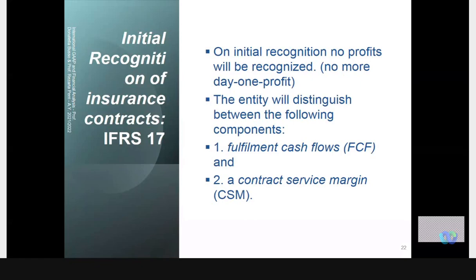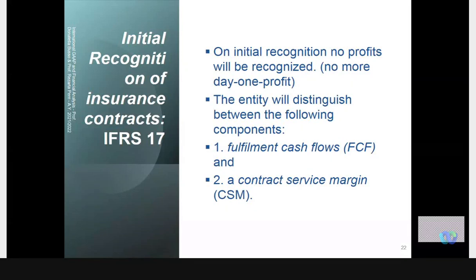Okay? Fulfillment cash flows is the net cash flow that will be generated, whereas contract service margin, you may see that as an expected profit from the insurance contract. Is that clear so far? Any questions?